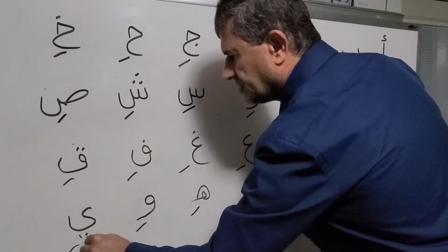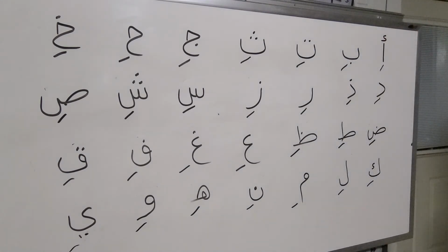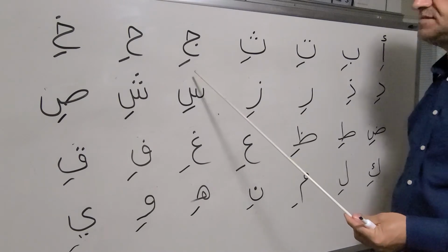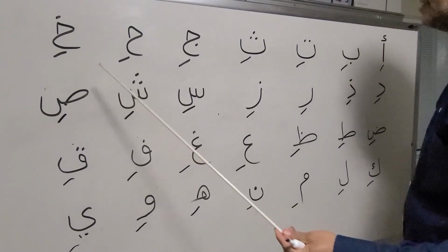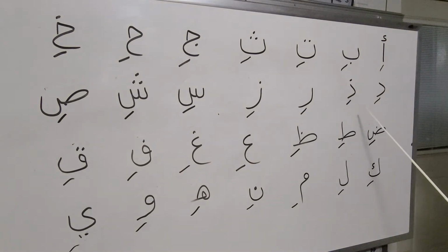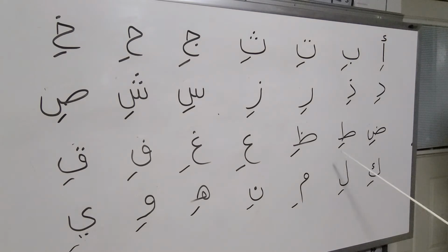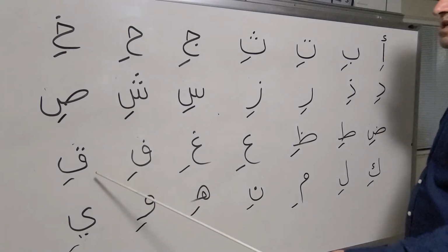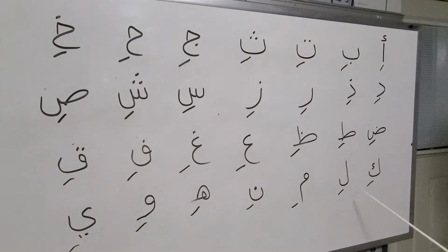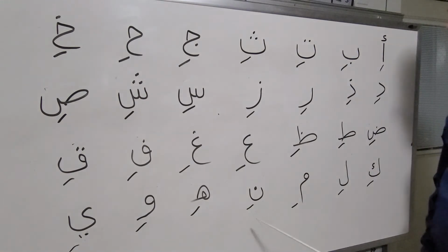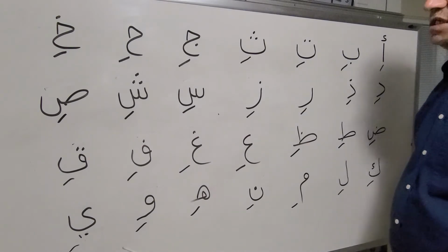So already we have e, e. So can we read together, please? E, bi, ti, thi, ji, hi, khi, di, dhi, ri, zi, si, shi, si, di, ti, zi, i, ghi, fi, qi, ki, li, mi, ni, hi, wi, yi.